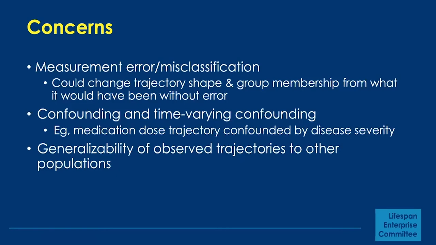An example of this is medication dose trajectories being confounded by disease severity. As you could imagine, changes in medication dose would be caused by changes in disease severity, which could also be related to an outcome under study. And then generalizability of observed trajectories to other populations can also be a concern if you're running these models in a specific population. It's always a question of who these trajectories will generalize to.